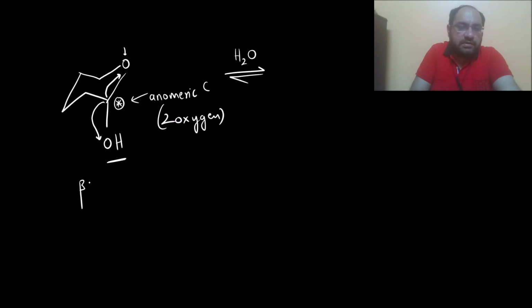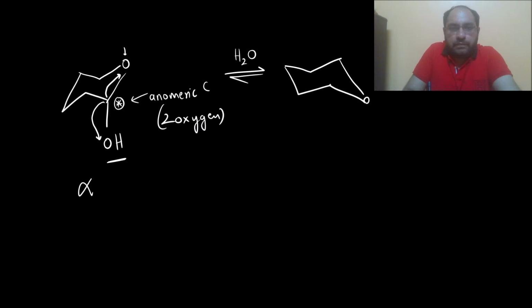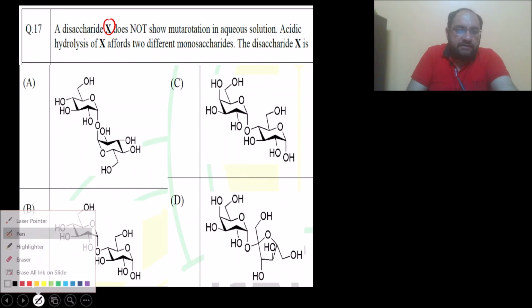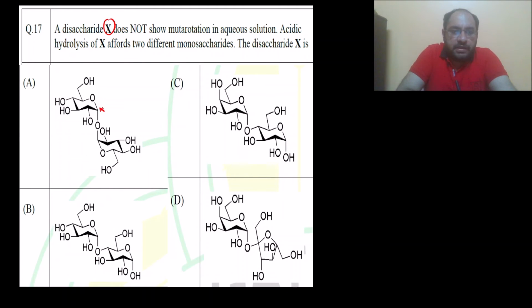Okay, this is the beta, this is the alpha anomer, and after ring flipping, you will get the beta anomer. So this alpha has some optical rotation, beta has some optical rotation. So this will show mutarotation. So first we have to identify the anomeric carbon. Option A. Here this is the anomeric carbon and this is the anomeric carbon. Here if you see, the hydroxy is not free. Here also hydroxy is not free. So this will not show mutarotation. This can be the correct answer.